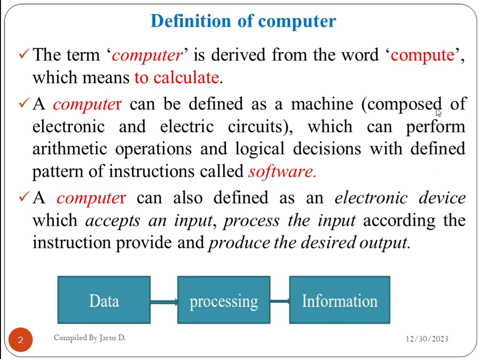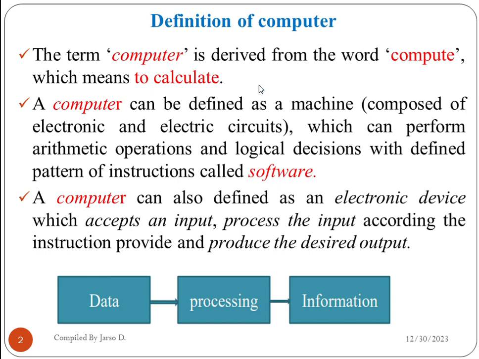So this is what we call a computer. A computer is an electronic device that can take data or input from the real world, process the taken raw data, raw facts and features, and give us the output, the meaningful results. Computer is the device that can perform these cycles or these operations.